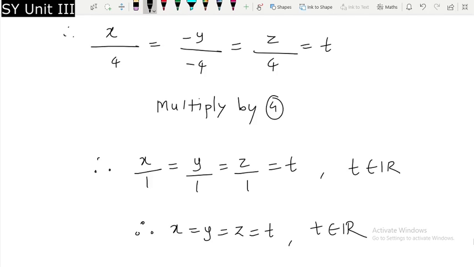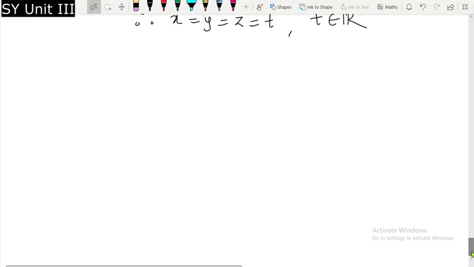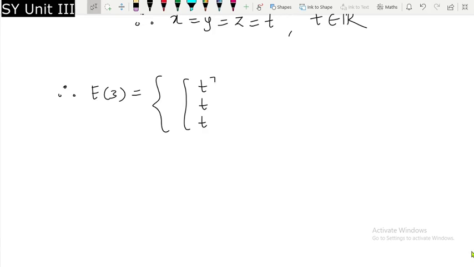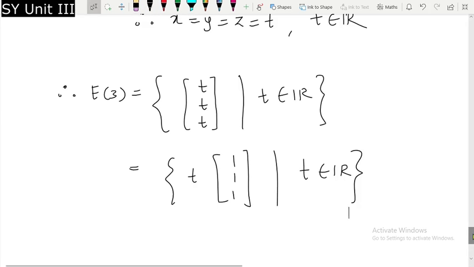Therefore what is your E3 now? Your eigenspace is equal to the set of all (t, t, t), isn't it? (4, 4, 4) or would that look better? No, what looks better? (1, 1, 1), isn't it? So for better looking purpose, you can always do this adjustment such that t belongs to R. So eigenvector (1, 1, 1) looks better than (4, 4, 4).